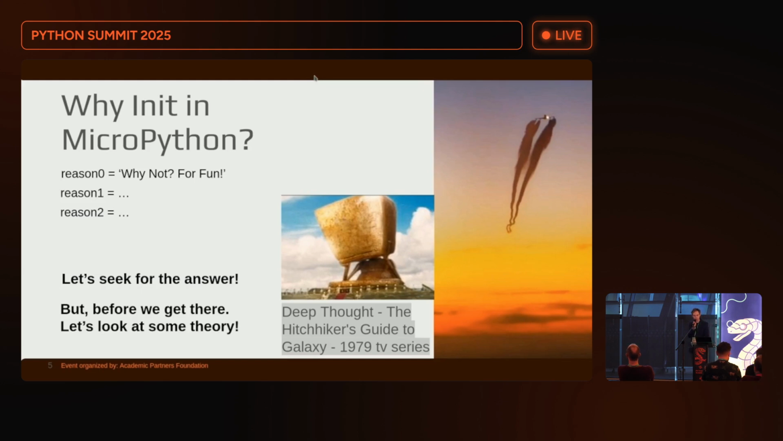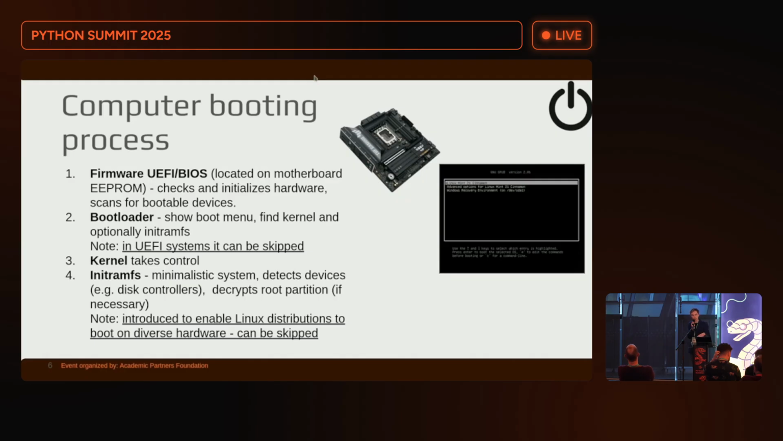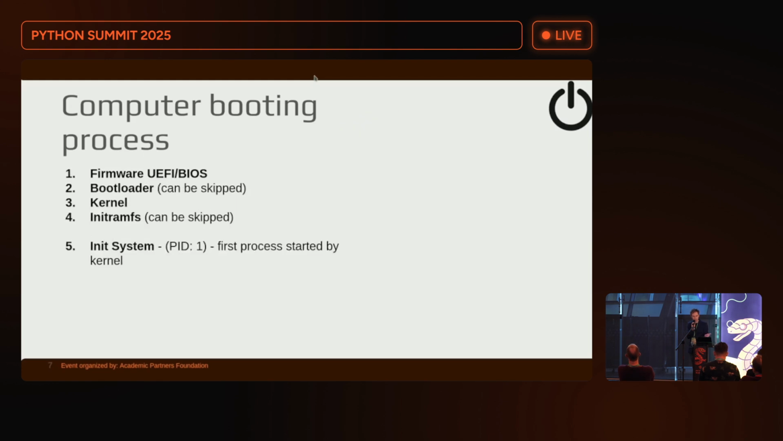And before we start, let's have a look at the theory. When you press the power button on a computer, there are actually quite a lot of things going on. First, the first software that is run is the firmware. The firmware is located in a chip on the motherboard. Then the firmware is responsible for scanning the devices and finding the storage devices, and then finding the bootloader. The bootloader is responsible for displaying the boot menu. The most popular is GRUB, and it is responsible for finding the kernel and loading the kernel. Then when the kernel is loaded, in most cases it also loads the initramfs, which is a small operating system that is responsible for figuring out what drivers are needed, whether the disks are encrypted, and so on. And after the initramfs finishes the job, control is handed over to the init system.